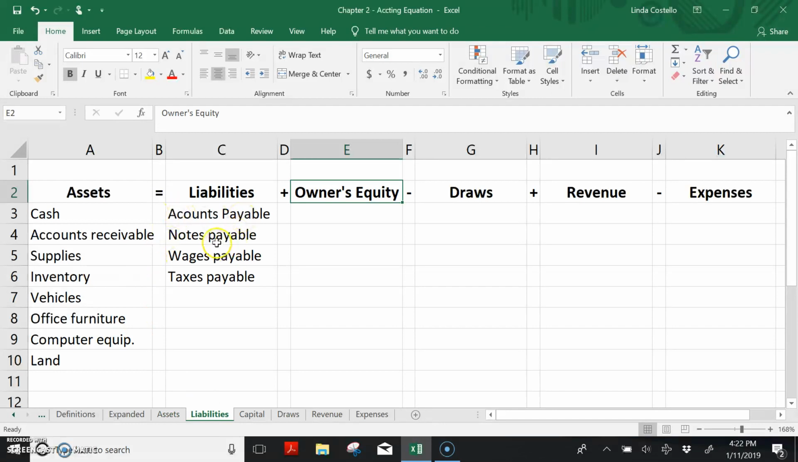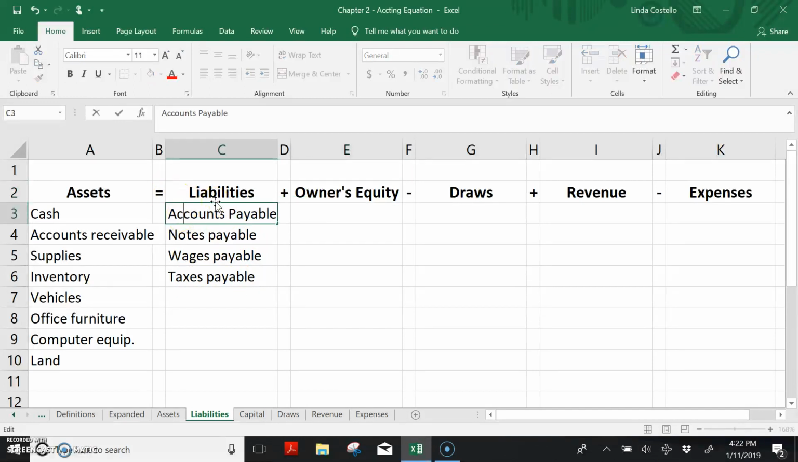Accounts payable, notes payable, wages payable, taxes payable are all examples of liabilities. Notice that the liability account titles all have one word in common. That's the word payable. Payable means I got to pay that bill. It's going to be due in the future. I'm going to have to use some asset, probably cash, to pay off those liabilities. They're payable. They're debts of the company.